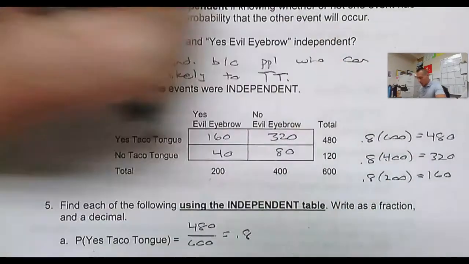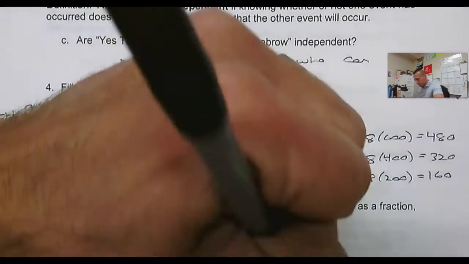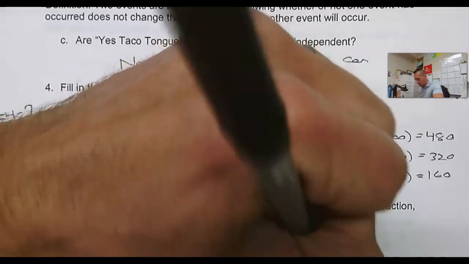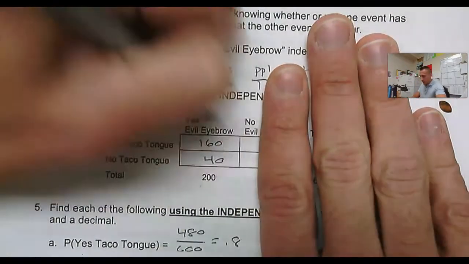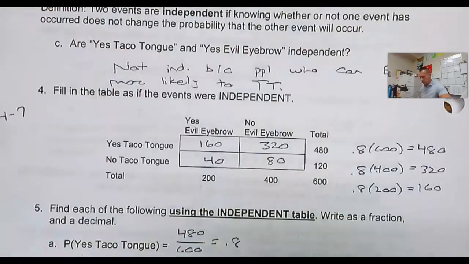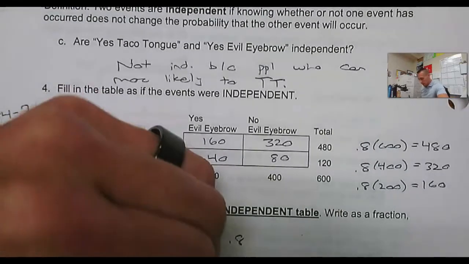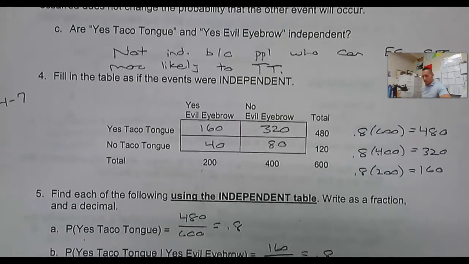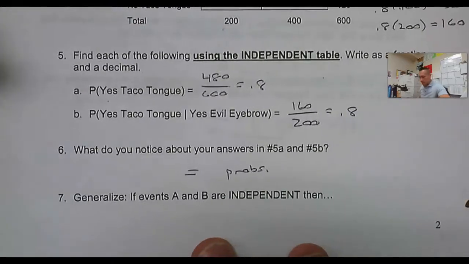Given that they can evil eyebrow, there's 200 students who can. What's the probability they can taco tongue? 160, because we're only looking at that given condition, is 80%. So what do I notice about the answers? They have equal probabilities. So the generalizing is this.